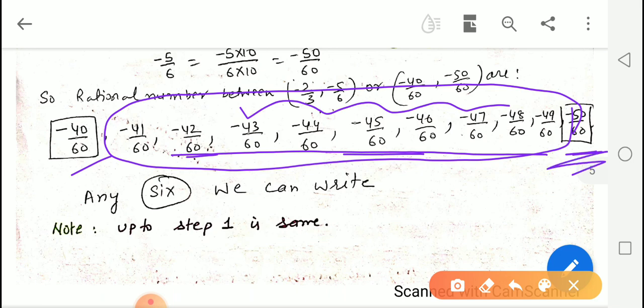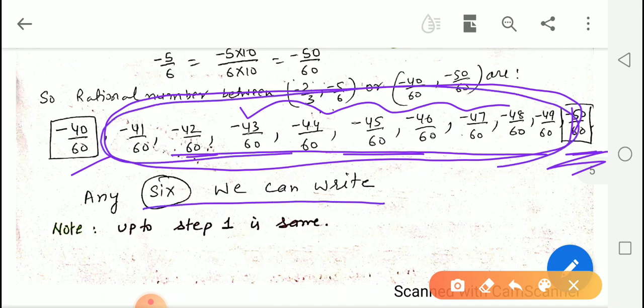So any 6 out of these 9 numbers, we can write any 6. So this answer is also right. So there are two methods of doing this. Whatever method you want to adopt, either the n plus 1 method or multiplying numerator and denominator by 10, both methods are right. You can do any one of the methods, whatever you want.